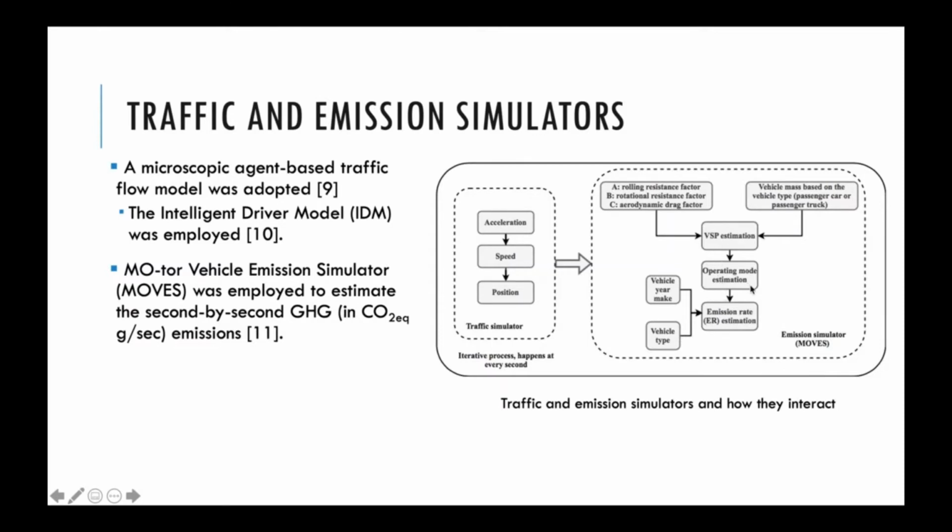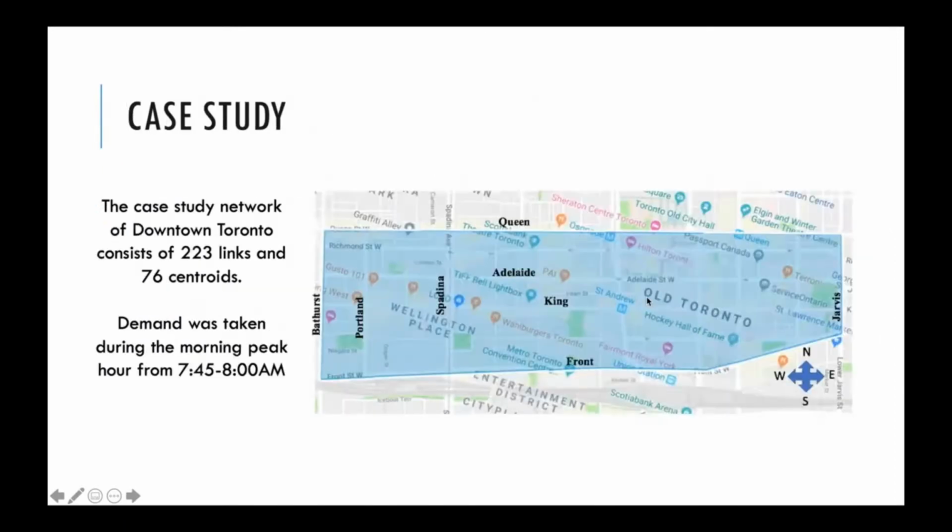Then we had to estimate the operating mode of every vehicle at every second. Finally, the outcome of the emission simulator was estimating emission rate, gram per second, of every vehicle at every second using the operating mode and using the vehicle type and vehicle year of make.